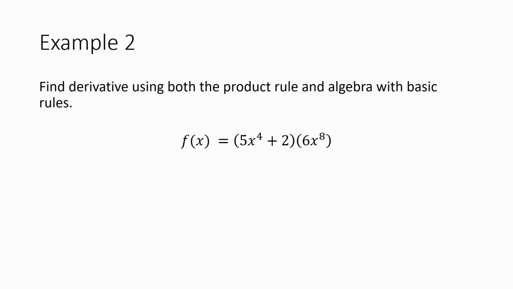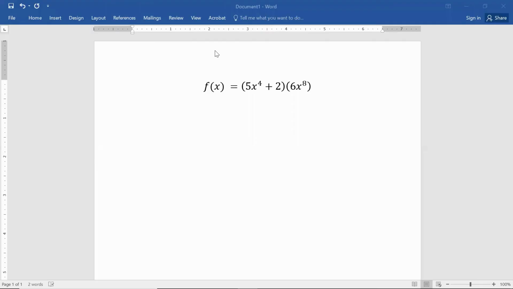Let's take a derivative of this f of x. This f of x is equal to (5x to the fourth plus 2) quantity times 6x to the 8th. We're going to do this two different ways. The first way I'm going to do this is by utilizing the product rule.